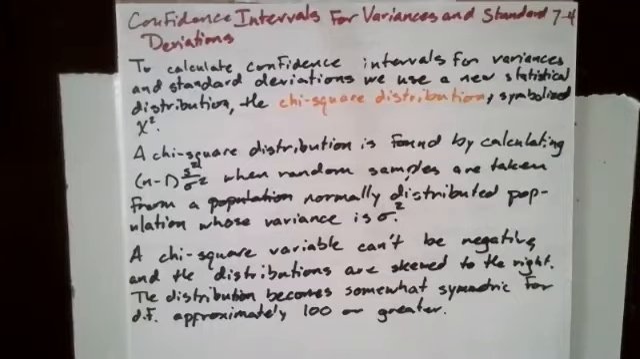A chi-square distribution is found by calculating (n-1) times s squared over sigma squared when random samples are taken from a population normally distributed, whose variance is sigma squared. A chi-square variable can't be negative, and the distributions are skewed to the right. The distribution becomes somewhat symmetric for degrees of freedom approximately 100 or greater.